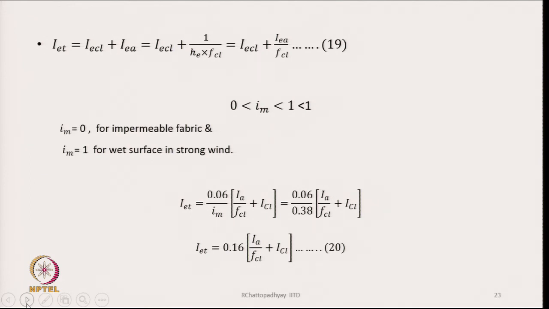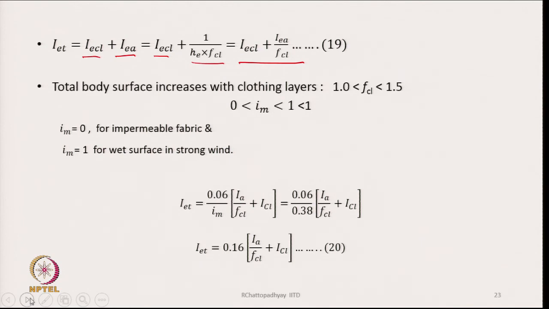We can further write Iet now. Iet is also Iecl plus Iea, and therefore Iecl is 1 upon Iea, we have seen it already, 1 upon he Fcl, and therefore, it becomes this. Total body surface increases with the clothing layers. So, the Fcl value can vary between this limit.